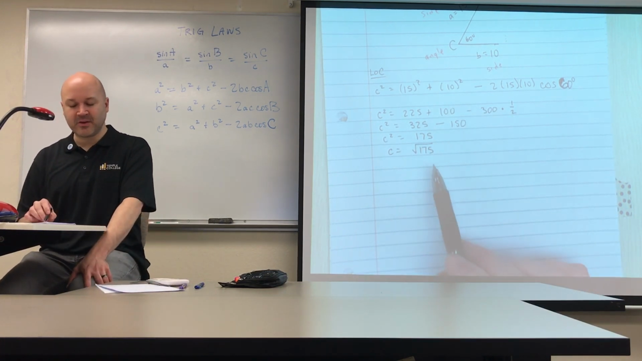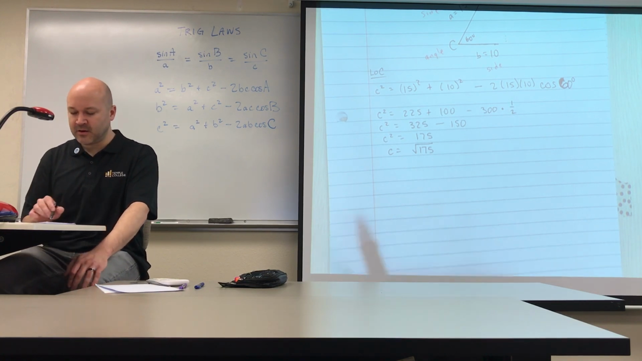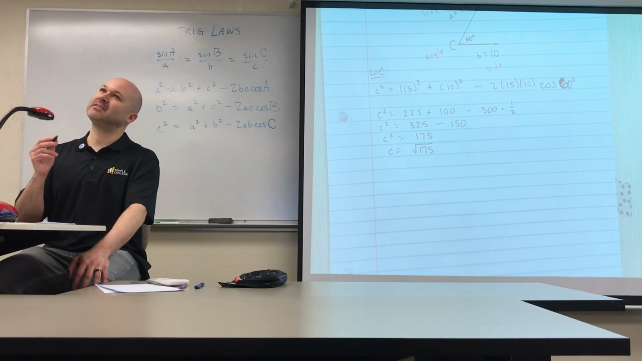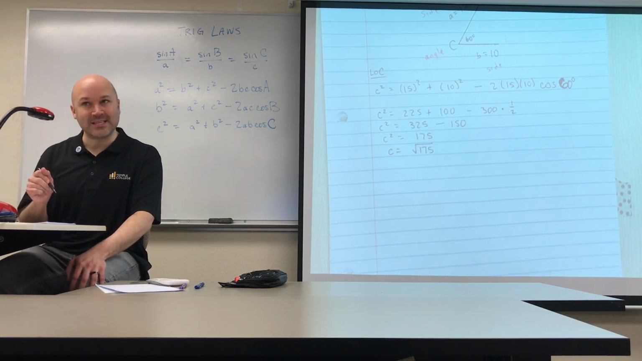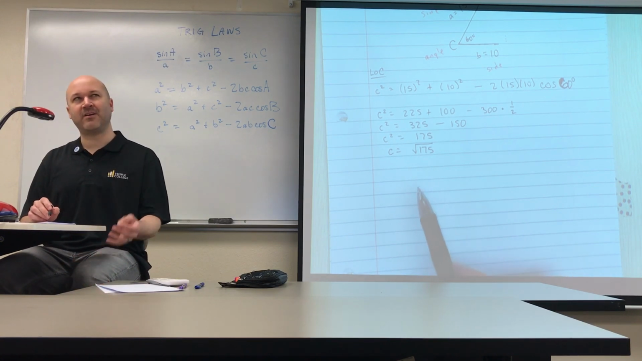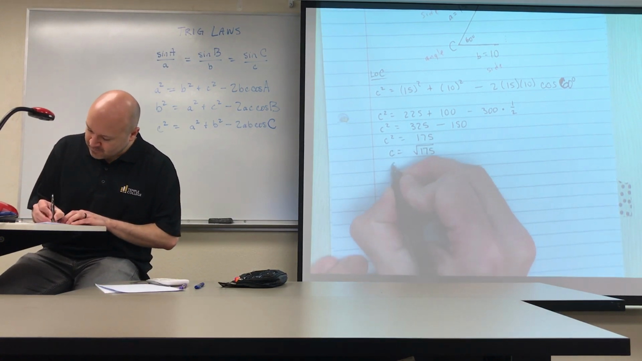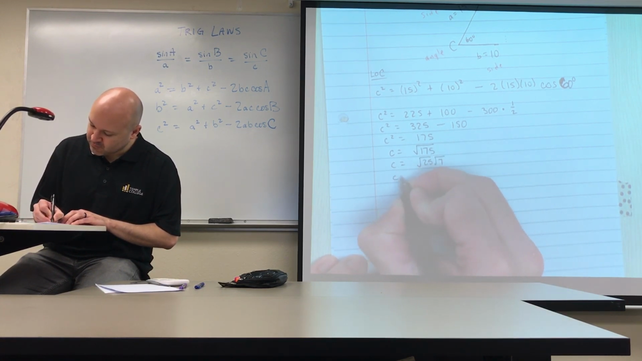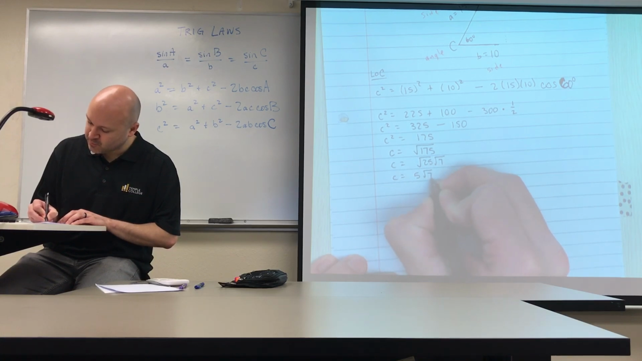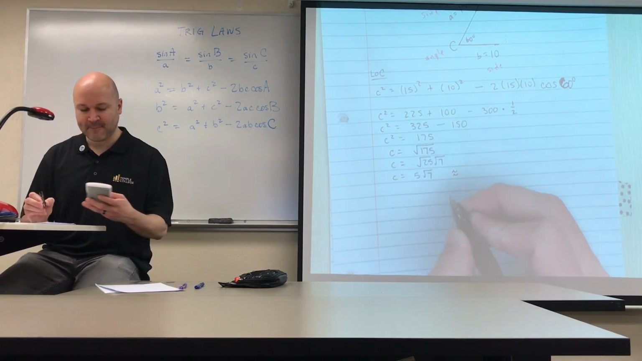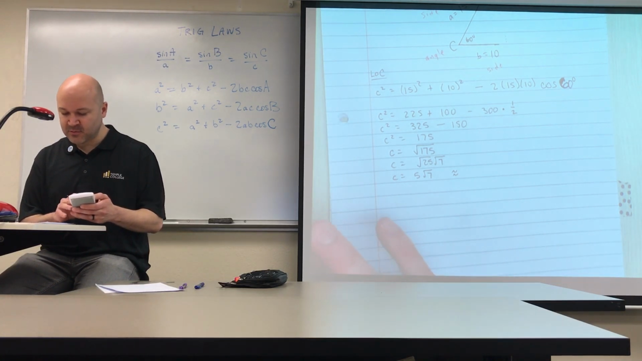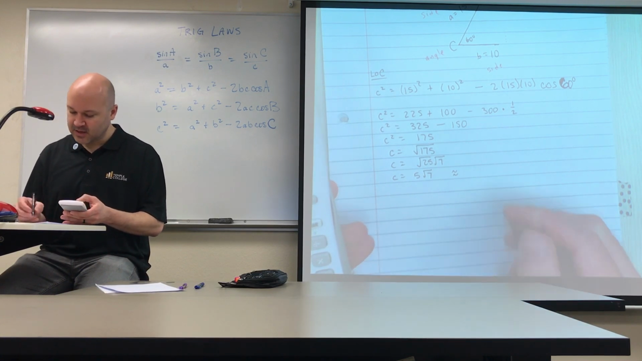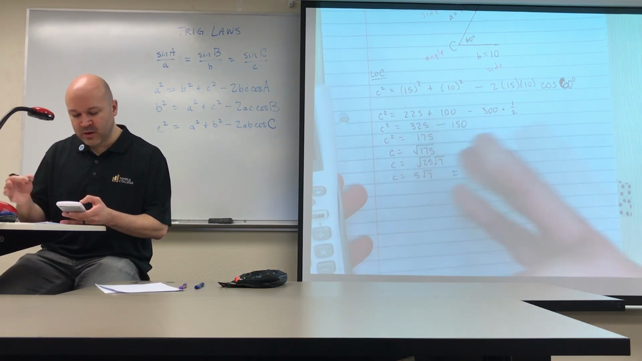If you're wanting a decimal approximation, you could plug it into the calculator. I happen to know that that simplifies. 175 has a factor of a perfect 25. 25 goes in 175 7 times. But if you want a decimal approximation, the square root of 175 is about 13.2.